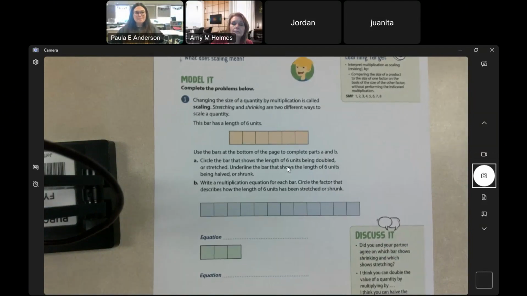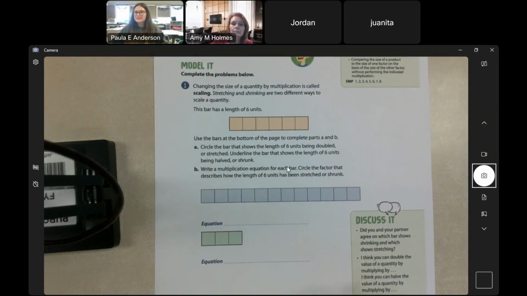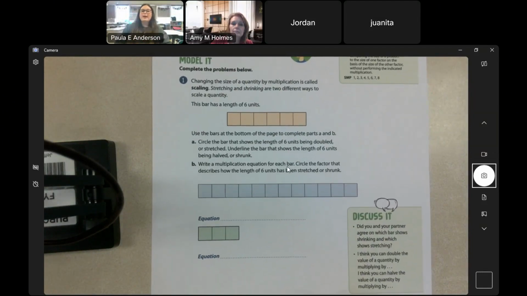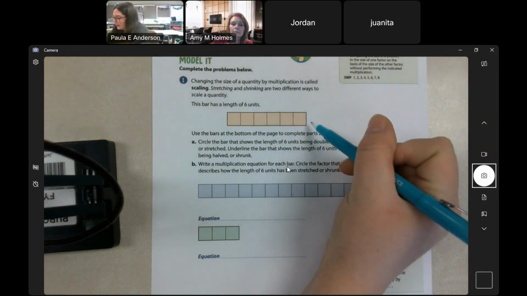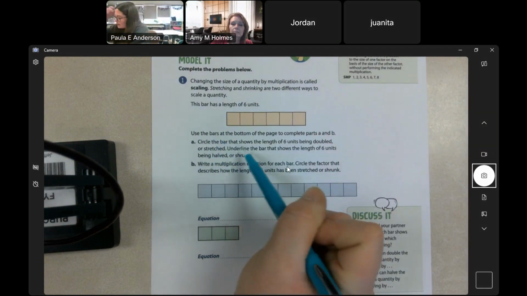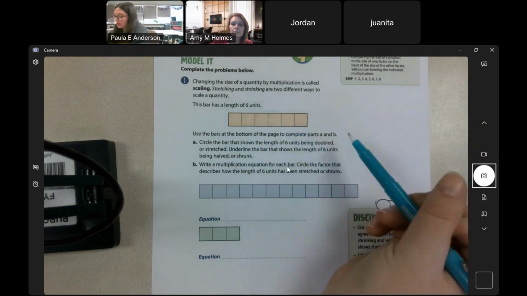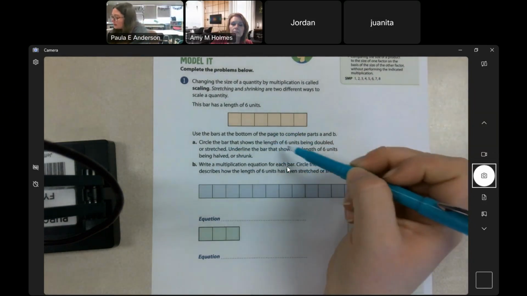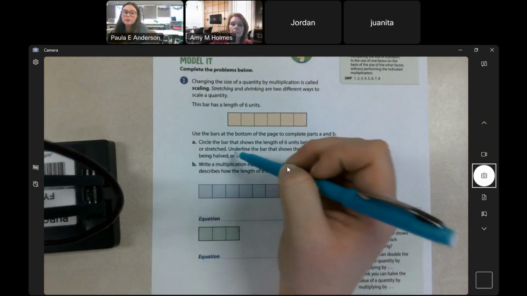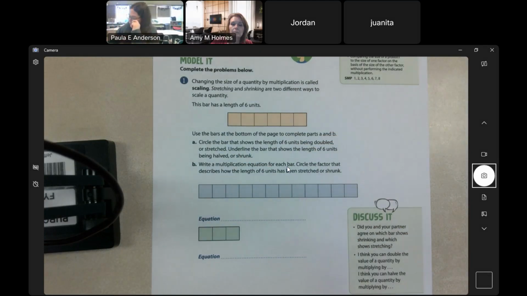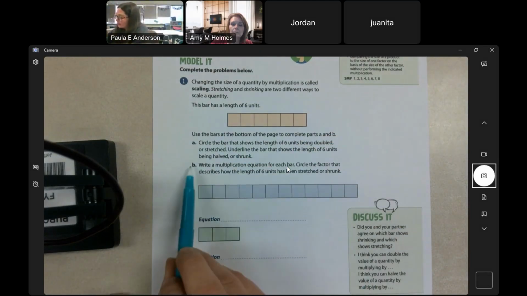So it says changing the size of a quantity by multiplication is called scaling. Stretching and shrinking are 2 different ways to scale a quantity. So we see that the bar right here has a length of 6 units. And it says circle the bar that shows the length of 6 units being doubled or stretched. So when we double it, we stretch it. Underline the bar that shows the length of 6 units being halved or shrunk. So we're shrinking.